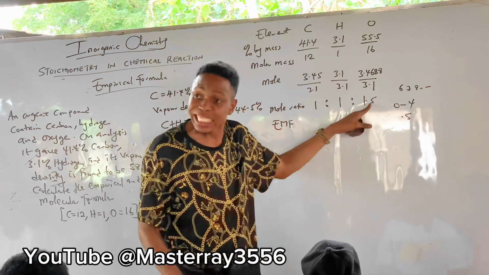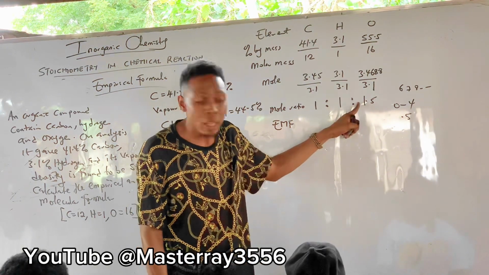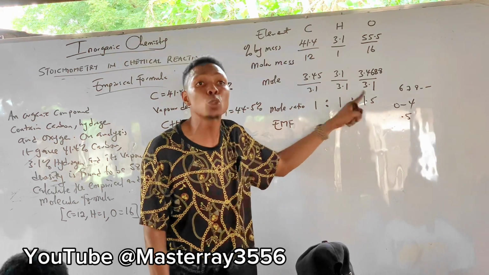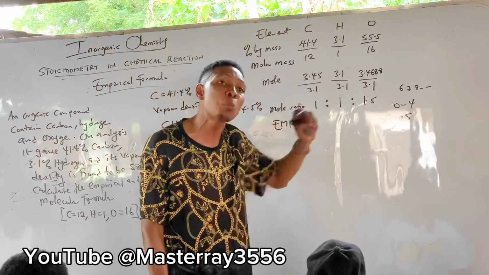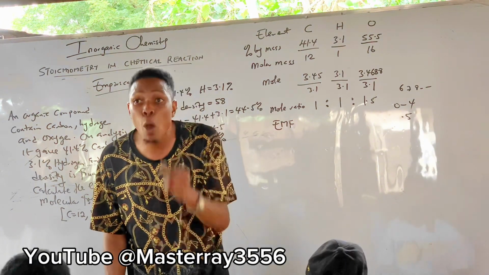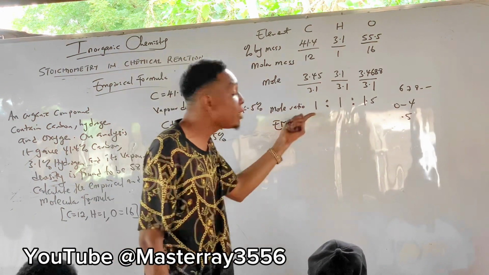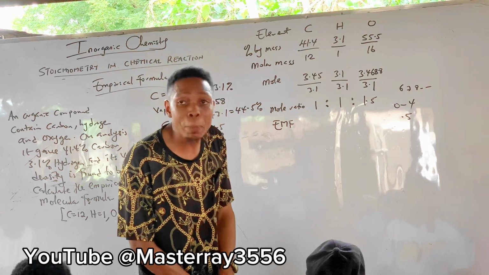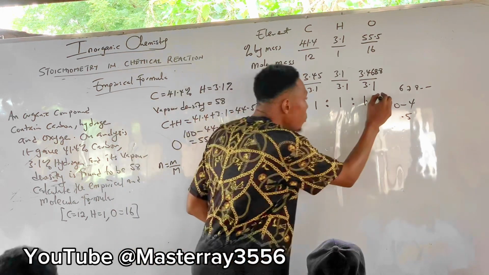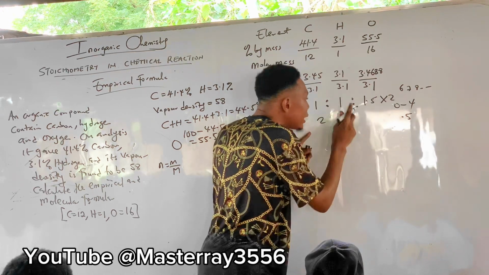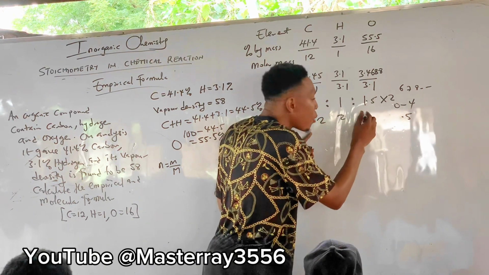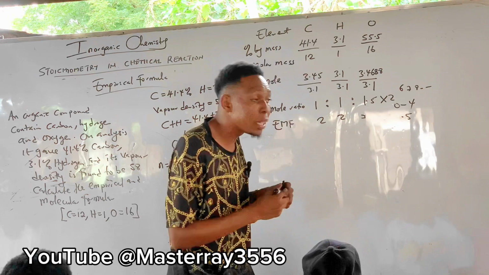But if it's 0.6, you approximate to 2. If it's 0.7, you approximate to 2. If it's 0.8, you approximate. If it's 0.9, you approximate. But if it's 0.5, you don't approximate. What do you do? You multiply everything by 2. At the end, when you multiply by 2, then here becomes 1 times 2, you have 2. Here you have 2. 2 times 1.5, you have 3. Are you following?